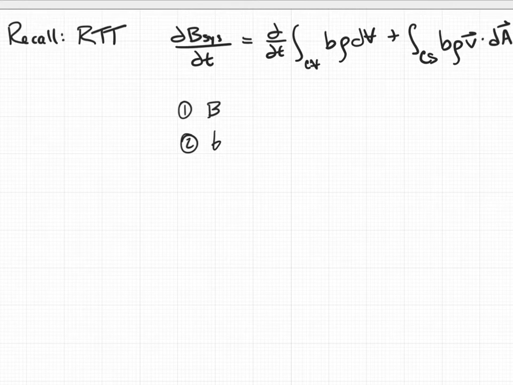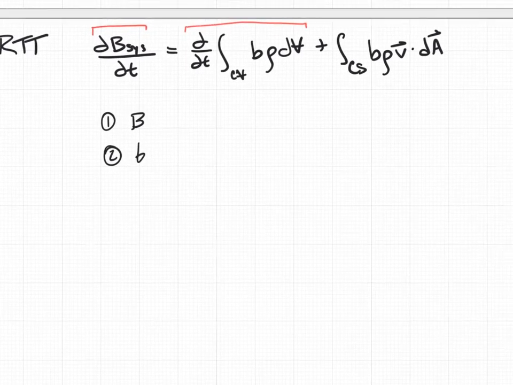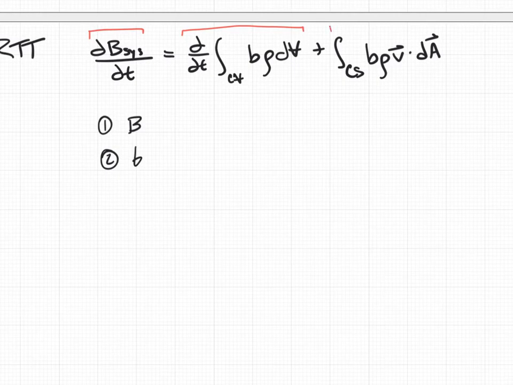I've heard, there was a professor at the University of Texas who used to call this "B cows." It's the number of cows, the change in cows per time within a system. We've got a control volume, and this is the number of cows within the control volume, how that changes. And then it depends on how many cows enter and leave that control volume.